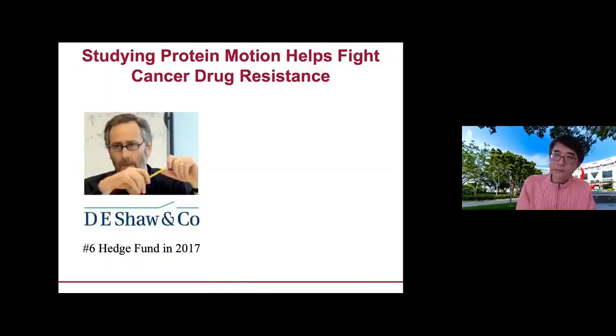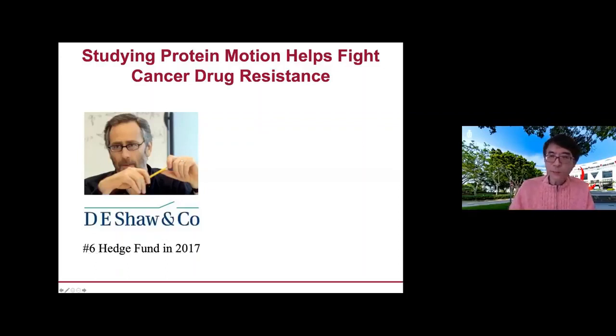Okay, now what can we do with this simulation of the motion of the proteins, right? So here I want to introduce a couple of examples in the next few slides. Now the first one I want to introduce is a scientist whose name is David E. Shaw, or D.E. Shaw. D.E. Shaw is a founder of a hedge fund company on Wall Street. And I think it was the number 6 hedge fund in 2017.